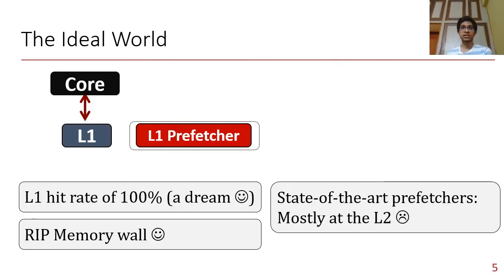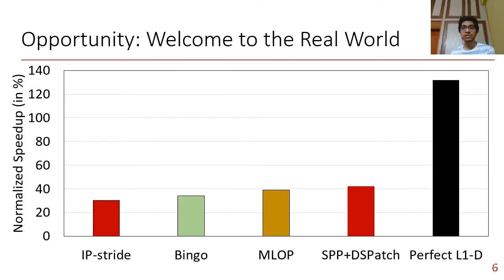Using a perfect prefetcher, one can prefetch all the required cache lines into the L1 and achieve 100% L1 hit rate. This would resolve the memory wall problem too. But most of the state-of-the-art prefetchers are situated at the L2 level. Let us look at the opportunity that lies in L1 prefetching. A perfect L1D prefetcher can achieve performance gains of up to 130%, while most of the state-of-the-art prefetchers achieve a maximum performance improvement of around 40%. This shows that there is a lot of room for improvement which can be exploited through L1 prefetching.